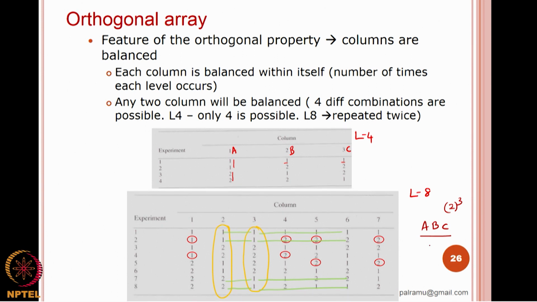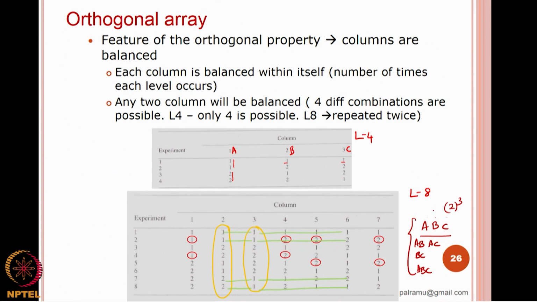The standalone factors are 3, but how many are there? 1, 2, 3, 4, 5, 6, 7. This is a full factor. This is another way of looking at it.